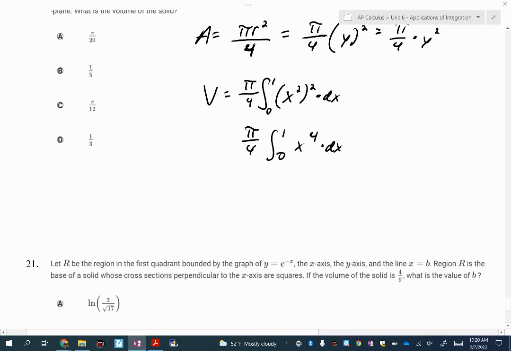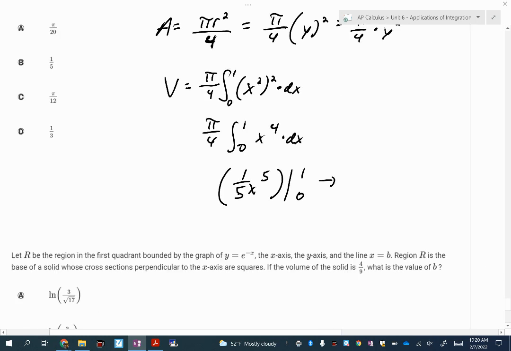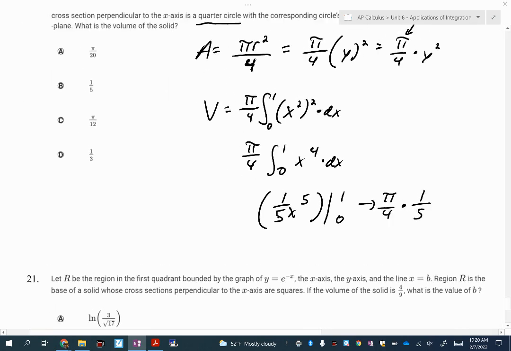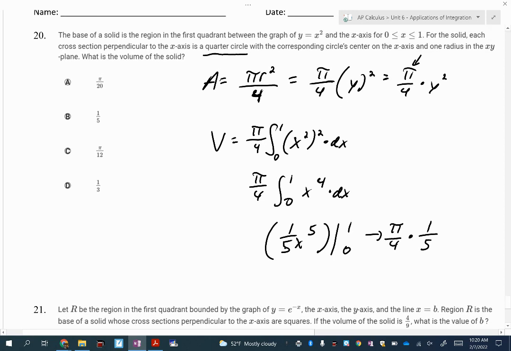Now you guys know how to integrate that. It's going to be 1/5 x to the 5th power evaluated at 1 and 0. Hopefully pretty straightforward. You don't need to plug in 0. So that gives you 1/5, but don't forget we need to multiply by our constant, which is pi over 4. Multiplying those together will give us our volume, which is pi over 20 cubic units. So 20 is A. All right, and our last one.